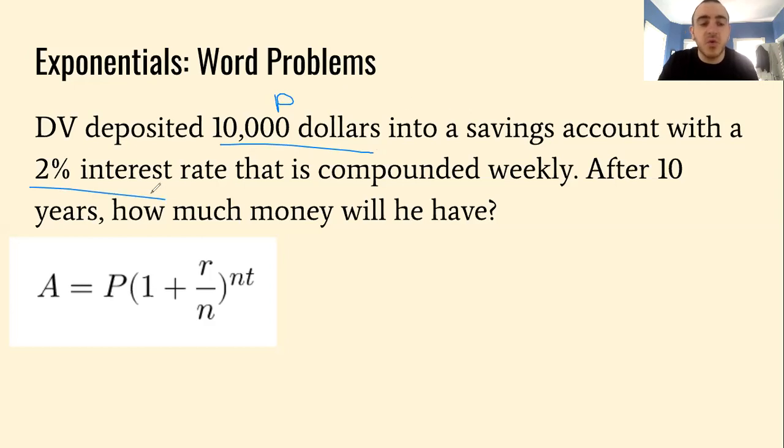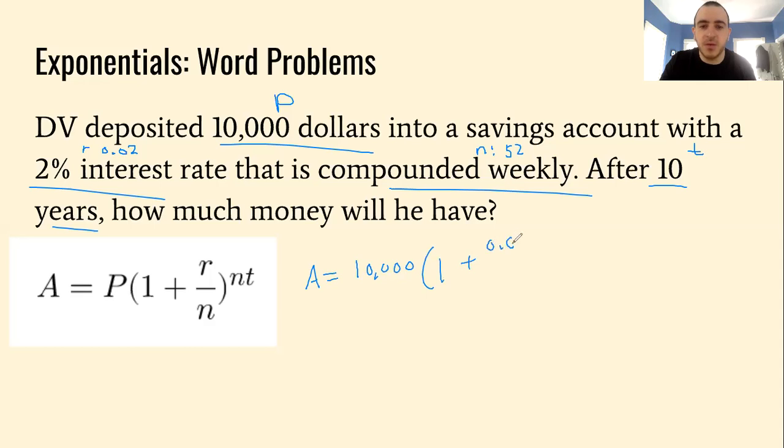Then our interest rate is 2, so that's our R. I'm going to write that as 0.02 just so I remember, because 2 divided by 100 is how you get that decimal from a percent. Compounded weekly gives me my N value. I know that there are 52 weeks in a year, and that's how often it's compounded. And then we're talking 10 years, which is our T, time in years. So I'll go ahead and fill in my equation. It'd be 10,000, then 1 plus our rate, which is 0.02 over 52, and then to the NT, so it'd be 52 times 10.